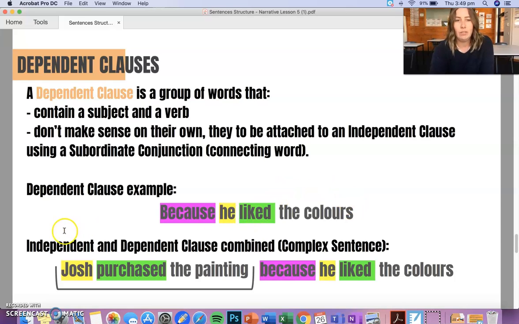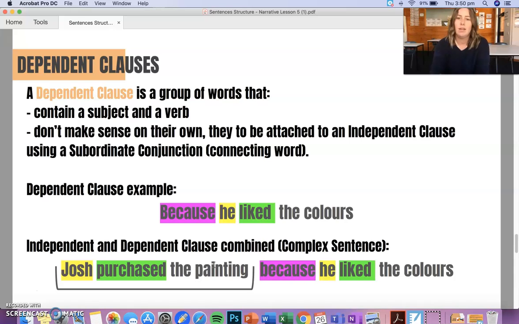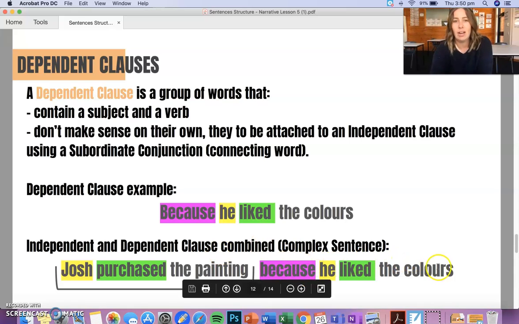Let's look at the bottom. This right here is a complex sentence. It says, Josh purchased the painting. That's an independent clause. That makes sense. I don't need any more information. I know that Josh has purchased the painting. The second part says, because he liked the colours. That's where our dependent clause comes in, and it's combined together using a subordinating conjunction, which is because. So it's the independent clause and the dependent clause, combined together using this subordinating conjunction here.